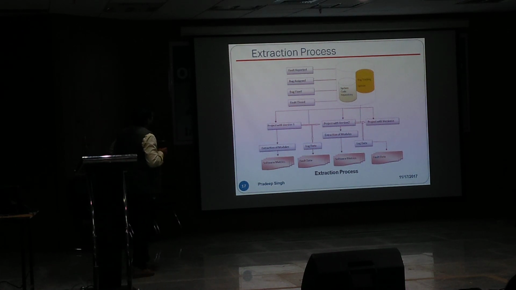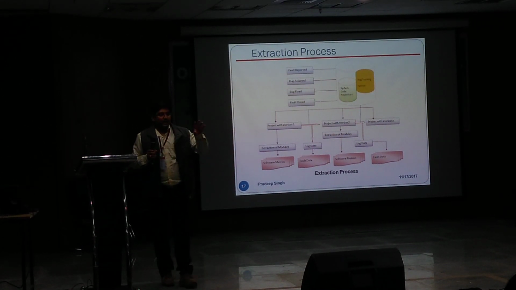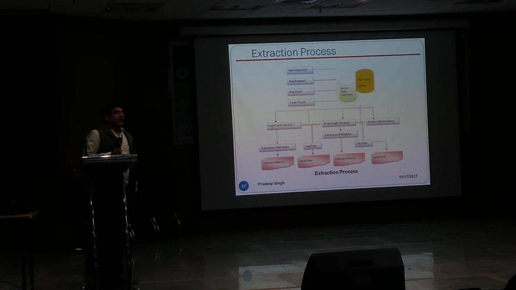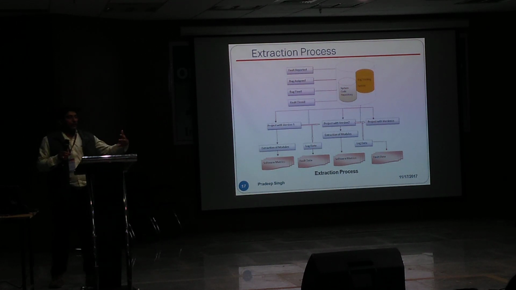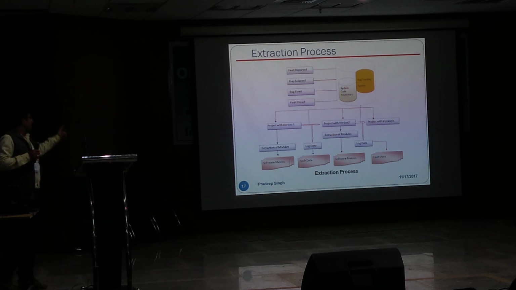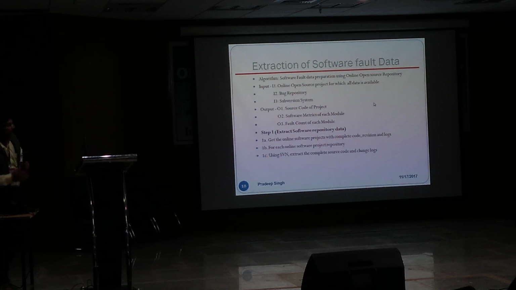If you see, the bug repository and software repository are going to contain the complete software data, having complete software code and bugs. So if you see version by version, we are going to have the complete extraction of the modules. We are going to have the software metrics from that, and after that we have log data. Log data is about what changes you make during development of the software. From the log data, we are going to extract the fault data, and then we have developed this algorithm which will do the previous diagram that I showed in a systematic way.